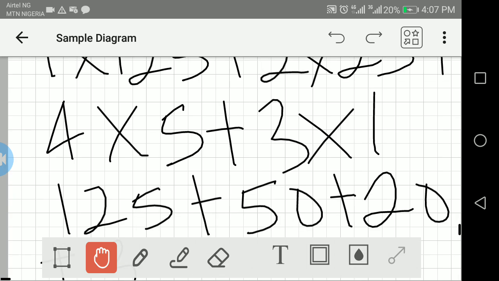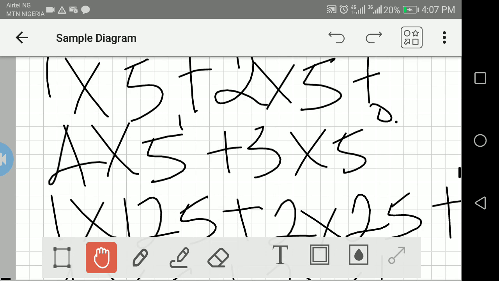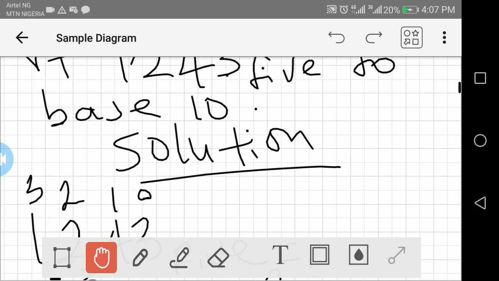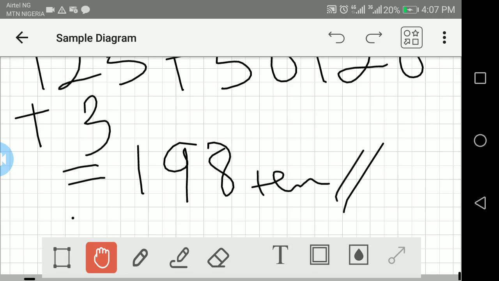Is that simple? Simply expand the number by multiplying each digit by the power of the base, then simplify, and you simply have your answer. All right, so that is the solution to the answer. Let us carry on.